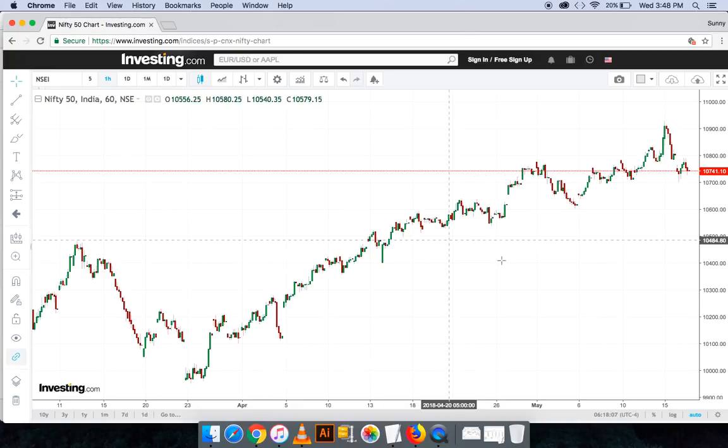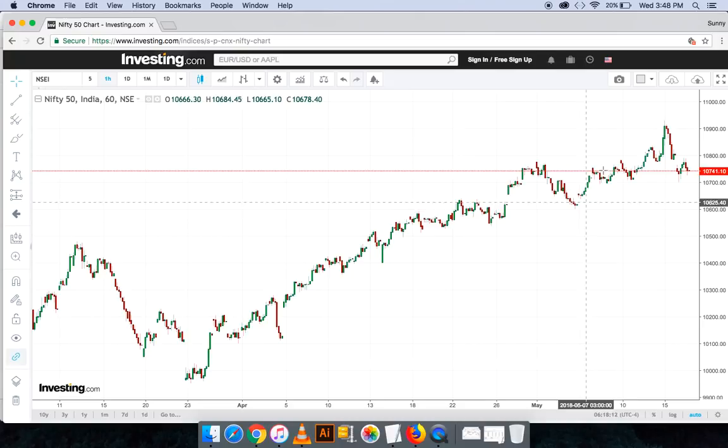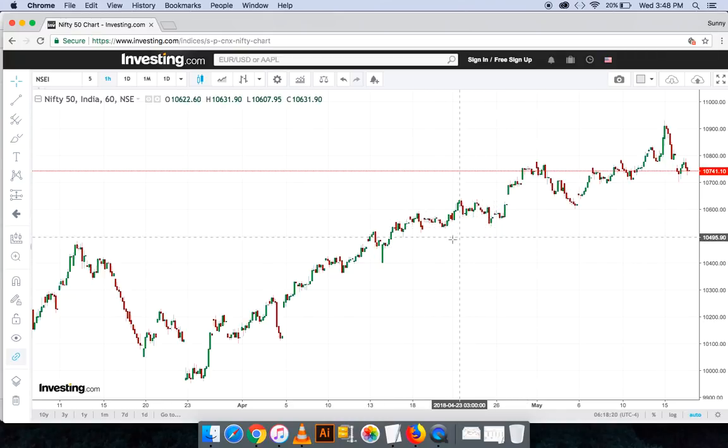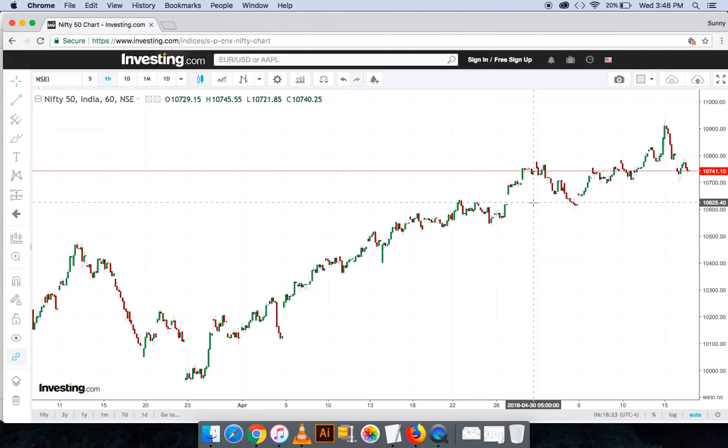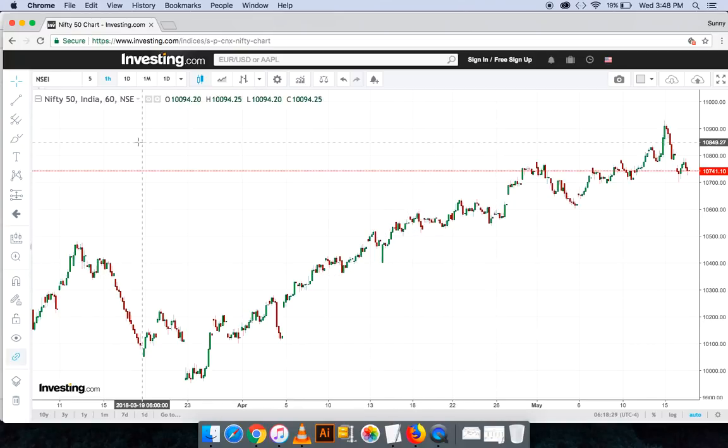So let's begin. Today I'm starting off with the 1 hour chart. As you can see here, we have the past few days of data, maybe 1-2 weeks, in fact a month's data. I've just zoomed out a bit to get an overall picture of the trend. So I'm on the hourly time frame.